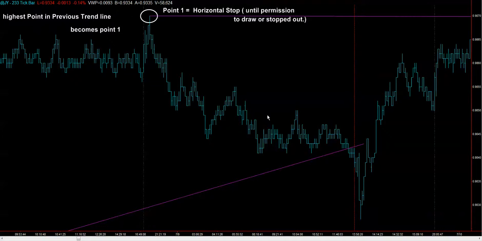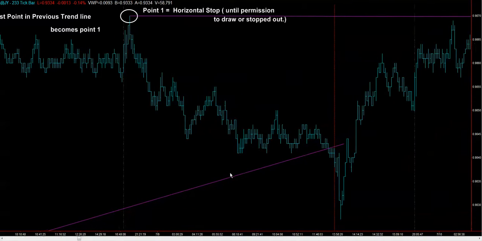So now that we've had a clean break, the first thing we do is we take the highest point in the previous curve, and that is written here. That's over here, and hence we draw our stop. Remember, the horizontal stop is maintained until we get permission to draw. And I'm going to move along pretty swiftly now.